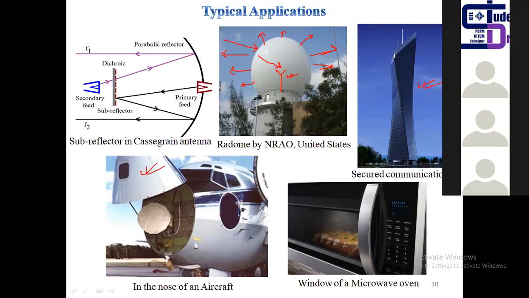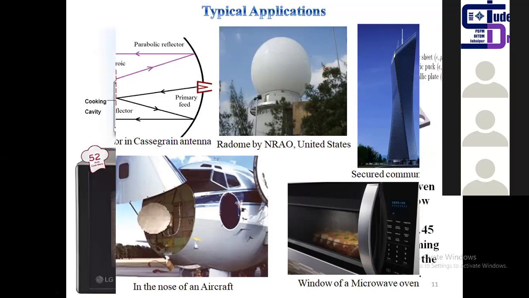Then a very popular application is the microwave. Many of us have a microwave in our home, and if you look at the window, you see some grid kind of arrangement that allows the visible spectrum to pass in and out. That means you can see the food getting cooked, but the 2.45 gigahertz signal that is cooking the food will not come out. Otherwise, it could cause a great loss. So that is what I was discussing, the microwave.